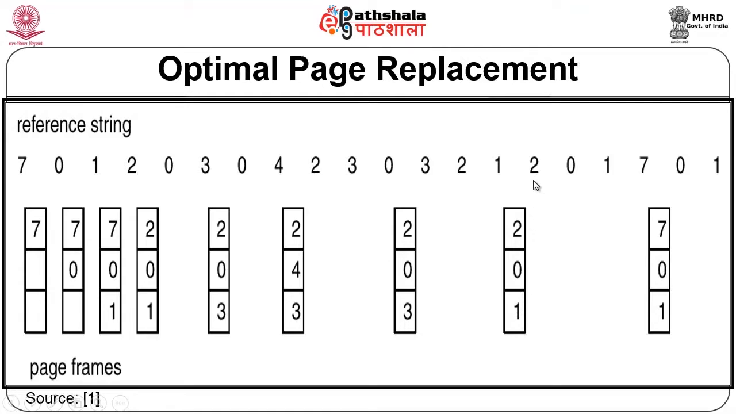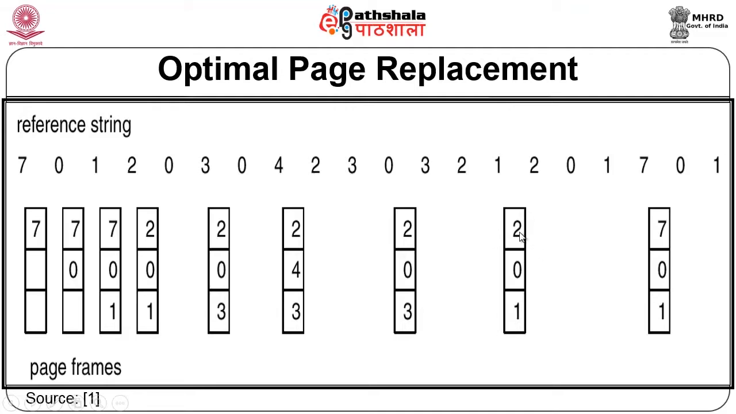Then you have page 2, reference to page 2. Page 2 is already present in the main memory and hence no problem. Then you have reference to page 0. Page 0 is also present in the main memory. Page 1 is also present. Then page 7 is not here, there is no free frame.